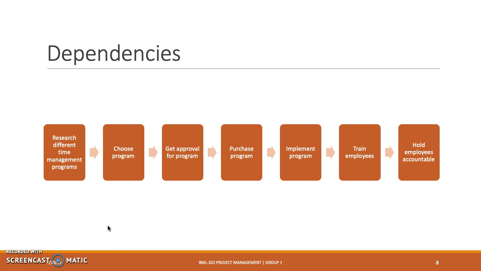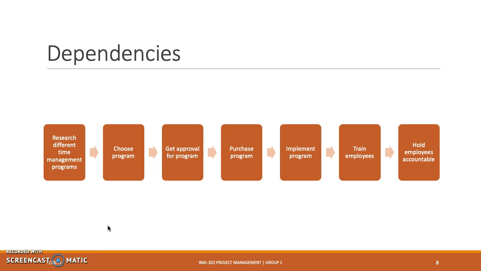Next, we have our dependencies, and the list of things that need to be completed in order to get to our end result. So the first thing would be to research different programs and to, in the end, choose the best program that we think fits what we're looking to accomplish and gives our agents and reps the best tools to succeed. Then we would look to get approval for that specific program, and coming up with a list of reasons why that program is the best fit.